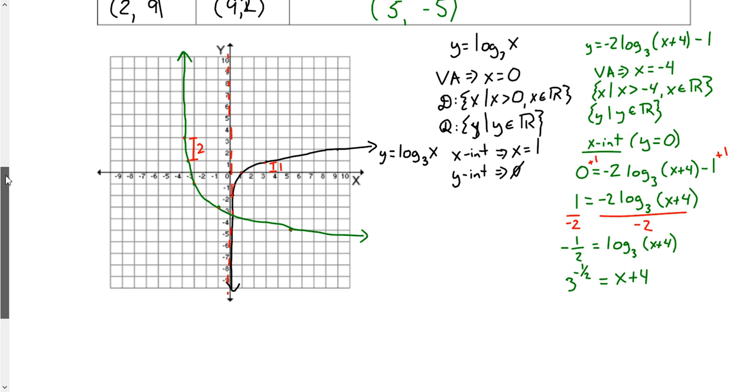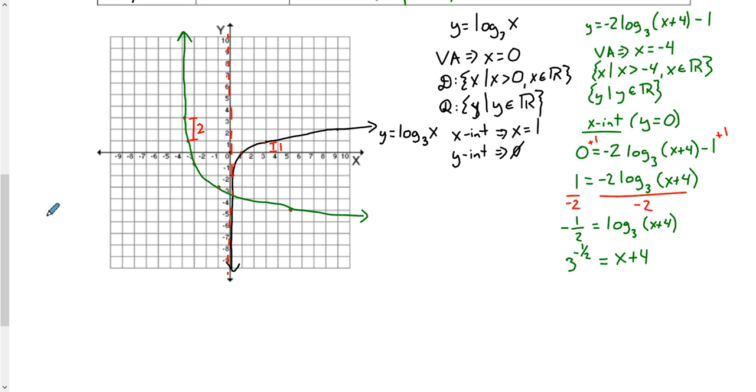The part that is going to be really nice is use your calculator. What is 3 to the power of negative 1/2? Literally just type it in. If I type it into my calculator, I get 0.577. And that would just be x plus 4.